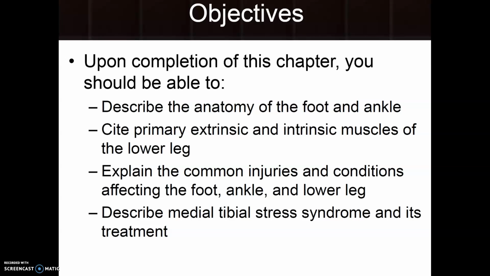This is where the rubber meets the road. The previous 16 chapters have prepared you, your foundation in the evaluation process. So now that we're at a specific joint or a specific anatomical location in the body, we're going to be applying all of those skills that you've covered up to this point.